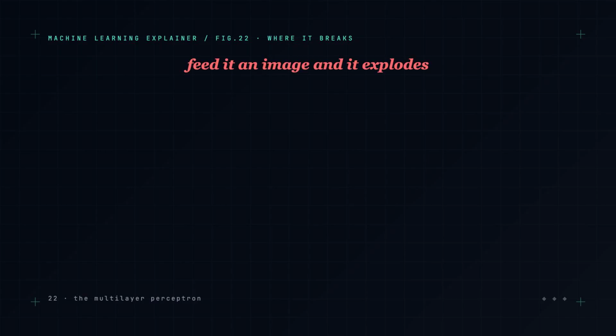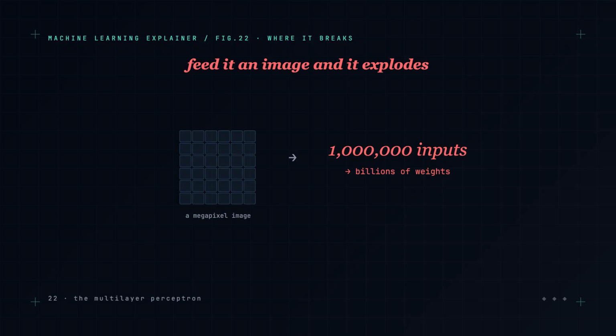But the plain MLP has a hard limit. Feed it an image, and you must flatten the pixels into one long vector. A megapixel image becomes a million inputs, and fully connecting that needs billions of weights. Worse, it throws away the fact that nearby pixels belong together. It doesn't scale and it ignores structure. That problem is exactly what the next architectures fix.